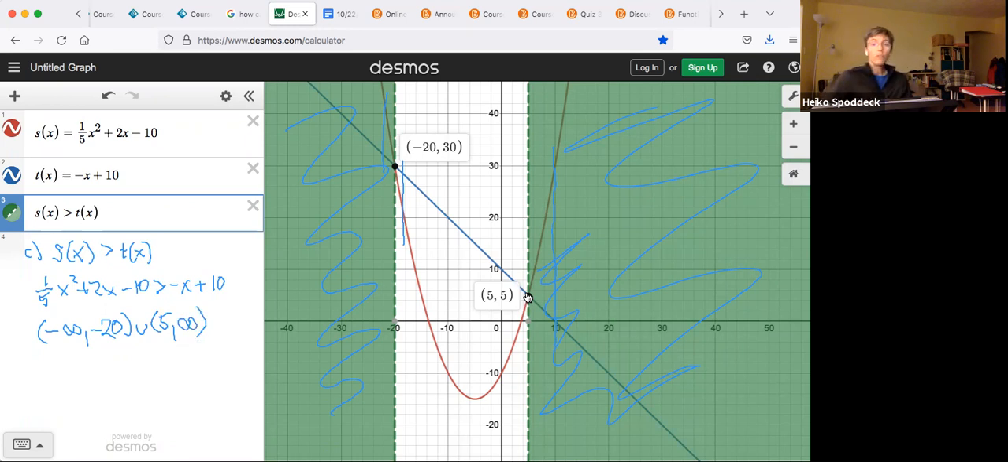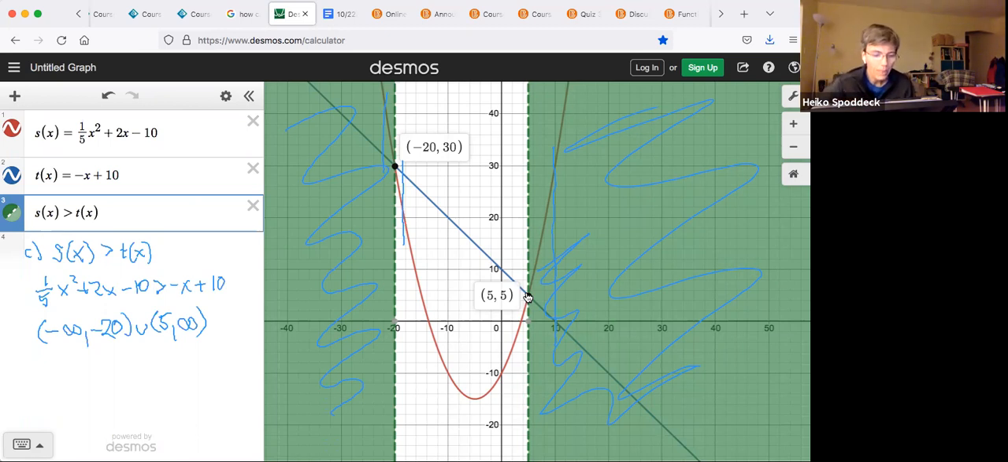So that's what I need for this one. And Desmos can help you with it if you understand how it's shading it for you. And I made round signs around the negative 20 and the 5 because I only have a truly greater sign. And Desmos shows that to me by having dotted lines along the edges of the green. So this is how you get there. So this is for C.